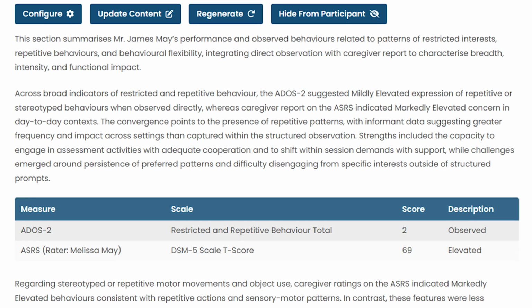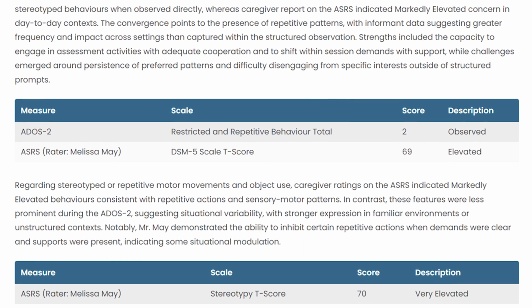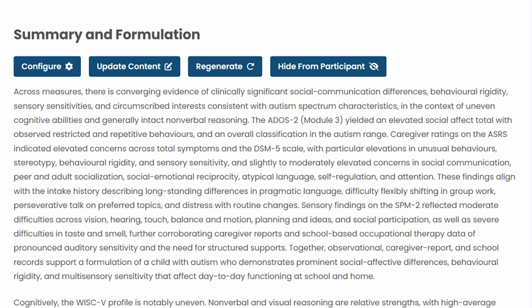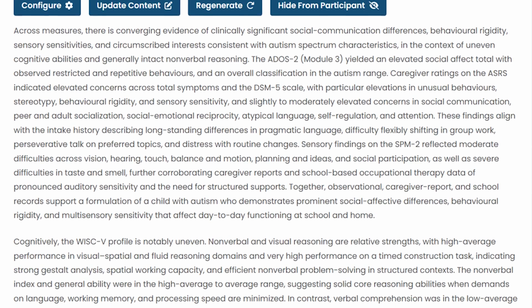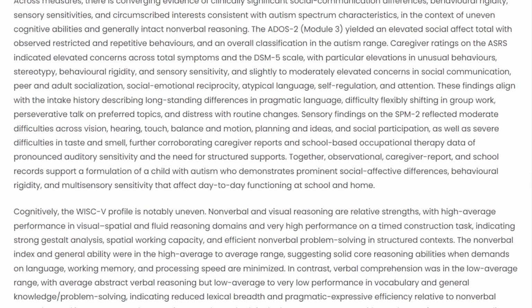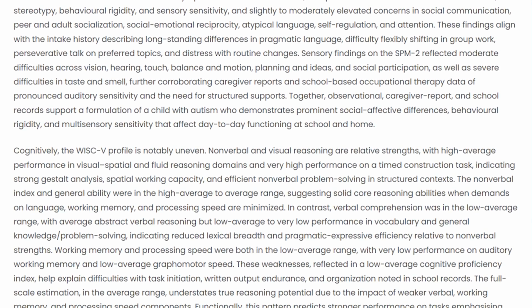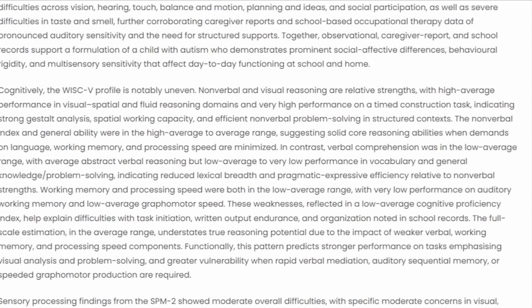The test results section groups findings by domains of functioning, with tables, descriptors, and narrative summaries that make results clear and organized. The Summary and Formulation section integrates background information, test results, and session notes into a structured narrative. Instead of starting from a blank page, you begin with a clear draft that highlights patterns and themes, giving you a strong foundation to refine with your own expertise.